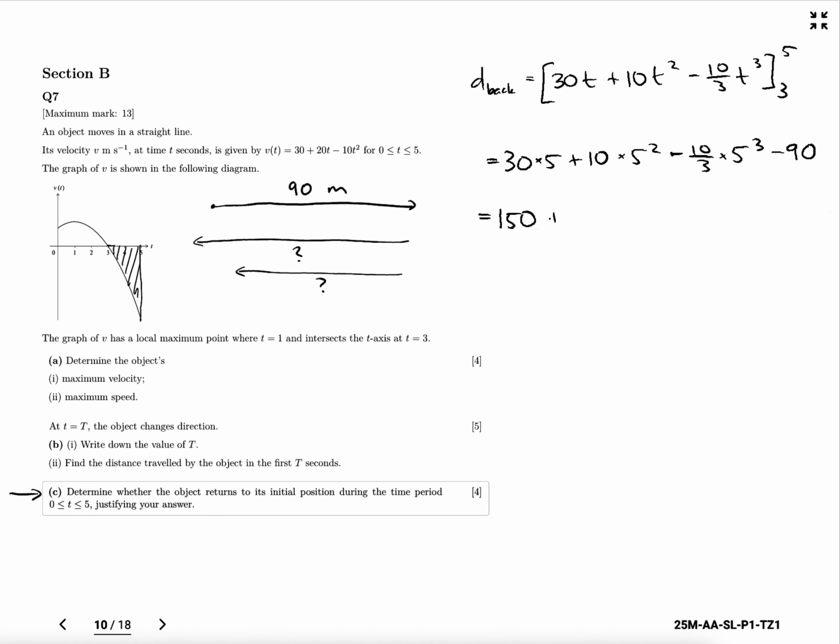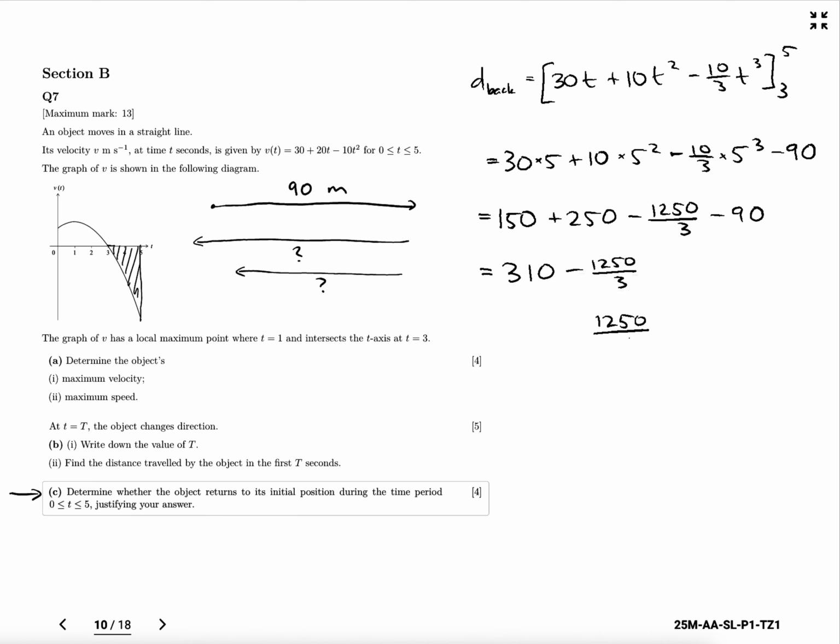And let's work this out. 5 squared is 25, so 250. And 5 cubed is 125 times 10 over 3 minus 90. Okay, so we have 400 minus 90 is 310. And then we're stuck with this fraction here. So let's write it for now and deal with that separately.